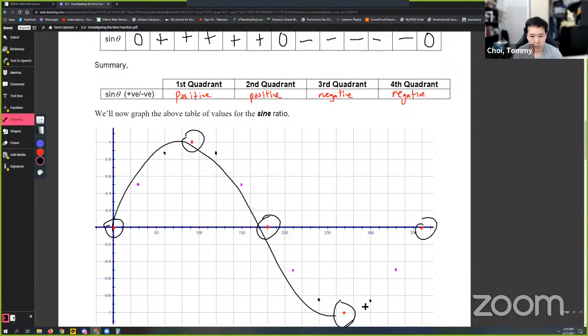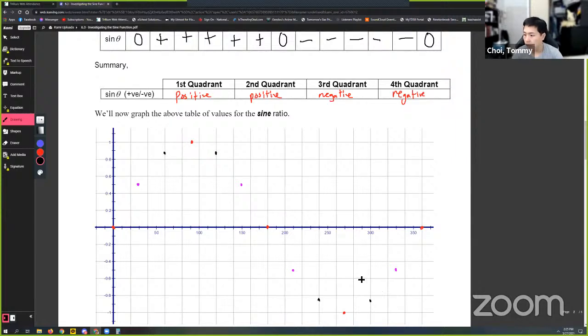You can kind of just connect the dots into a nice curve, right? As long as I don't see straight lines, I'm okay. So the main point of drawing everything here, doesn't matter which order, is to show that it's more of a curve than a straight line.